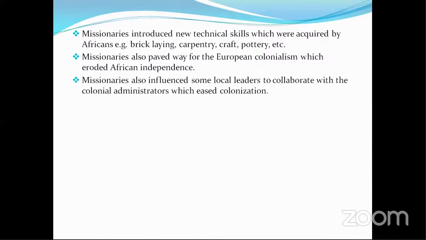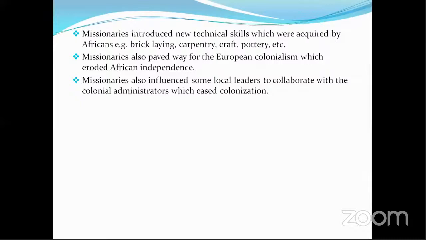Now we have this other point here, that missionaries also influenced some local leaders to collaborate with the colonial administrators, which is the colonization. Okay, so we are talking about some local leaders being influenced to collaborate with the colonialists, to collaborate with the colonial administrators. And this made it easy for the colonialists to take up Africa and East Africa in particular.